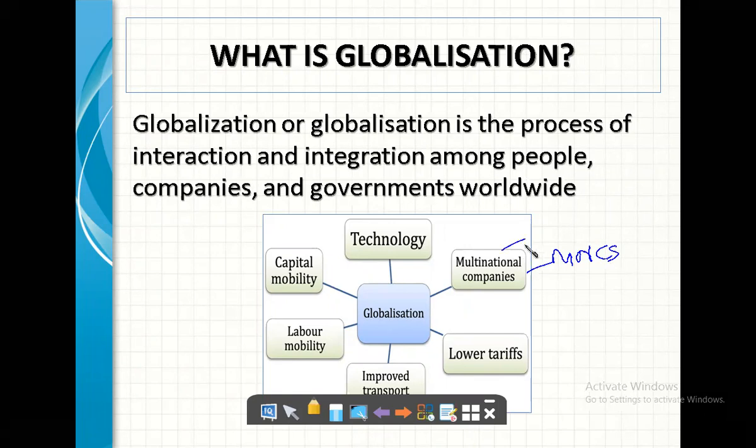Can you give me an example of a multinational company that we have in PNG? ExxonMobil. ExxonMobil, yes, correct. What else? Coca-Cola. Coca-Cola, yeah. Coca-Cola is a very good example.